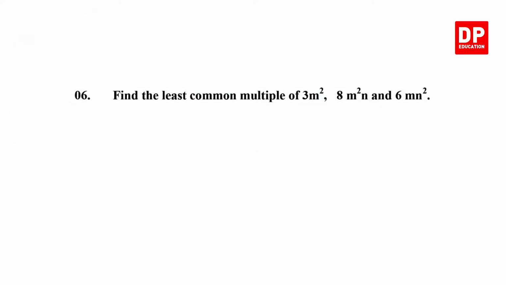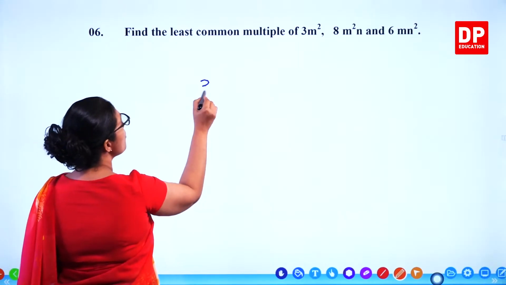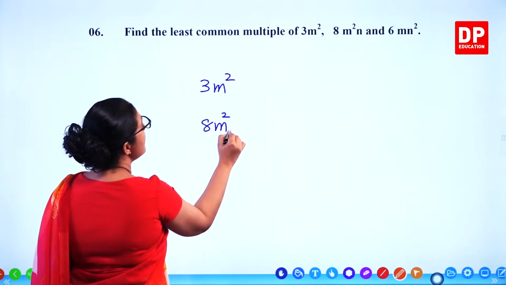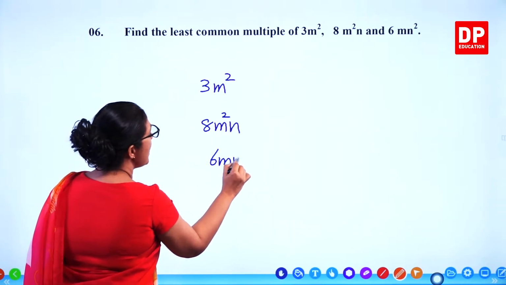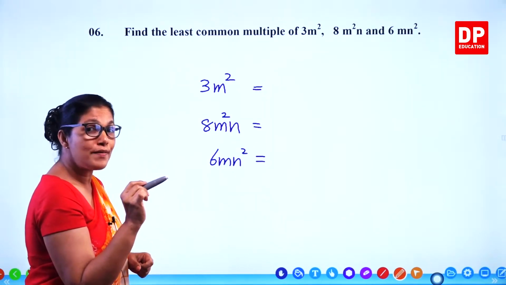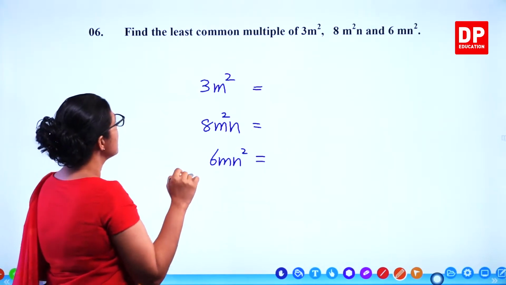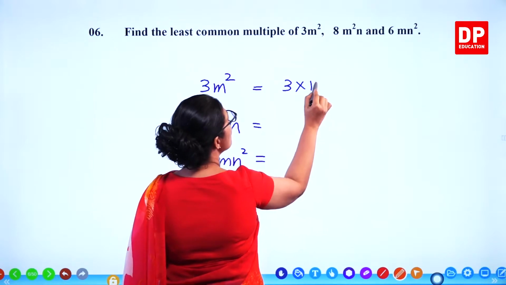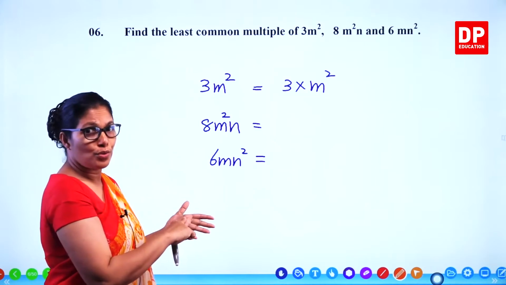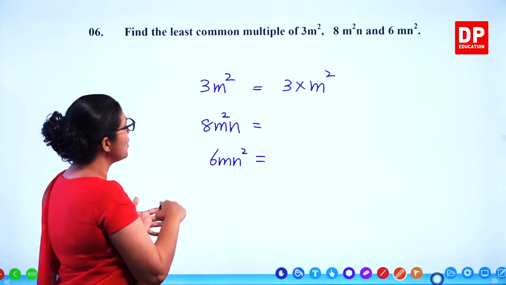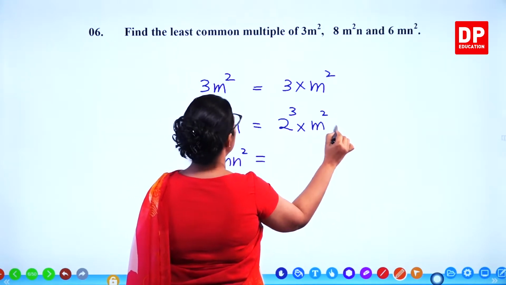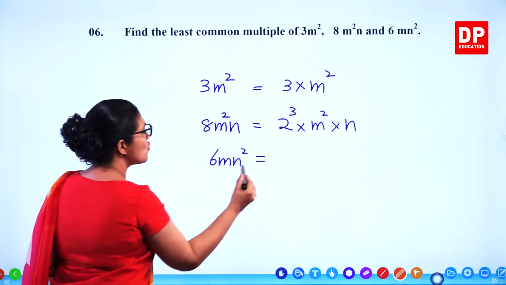Question number 6. Find the least common multiple of 3m squared, 8m squared n, 6m n squared. So you need to find out the factors. When you are finding the factors, make sure that you write down prime factors. 3 is a prime number, so you can write 3 into m squared. 8, how can you write? 2 into 2 into 2. So 8 you can write 2 into 2 into 2, so 2 to the power 3. M squared n. 6 means 2 times 3.